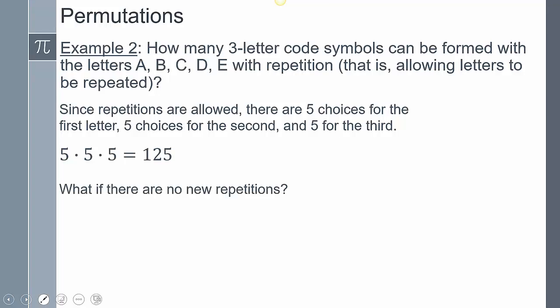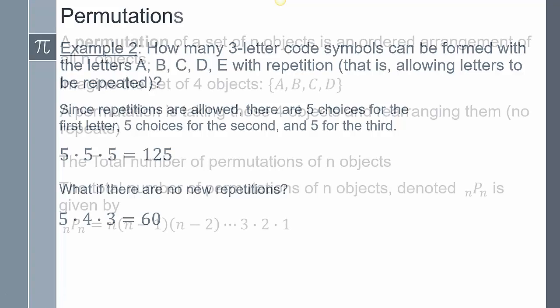Now, what if there are no repetitions? Meaning I'm not allowed to repeat. Well, then my first selection, I'm going to have 5. Then my second selection, since I'm not allowed to repeat, is going to be 4. And then my third selection, because I'm not able to repeat the first 2, I'm only going to have 3 left. And then if you multiply those together, you get 60.